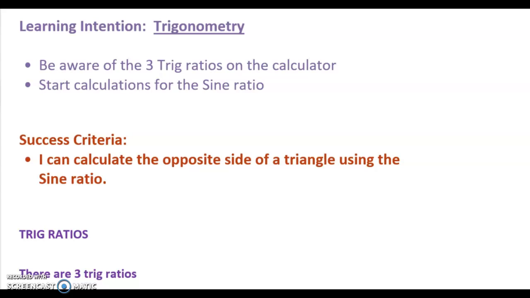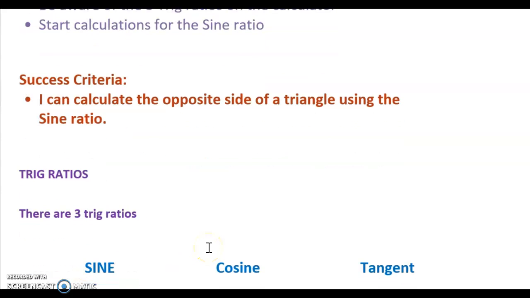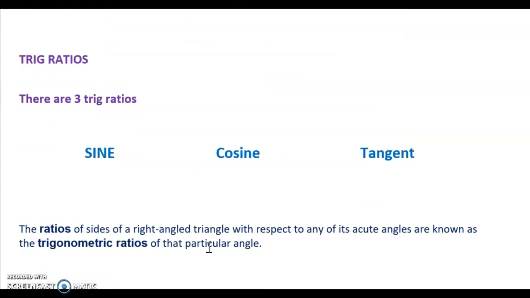Today we're going to be looking at the 3 trig ratios and we're going to start calculations for the sine ratio. You know you've been successful if you can calculate the opposite sides of a triangle using the sine ratio. There are 3 trig ratios that we're going to look at over the next 2 or 3 weeks: the sine, the cosine and the tangent ratio, otherwise known as sin, cos and tan.